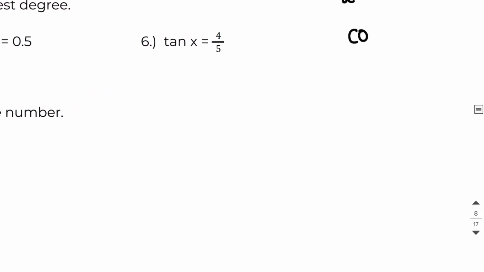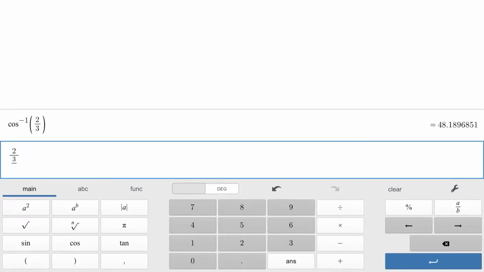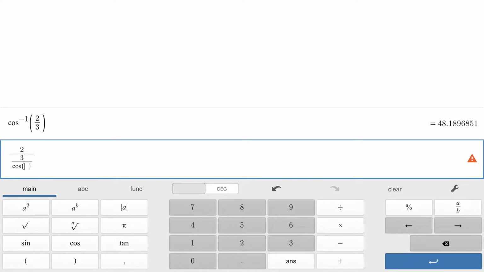If we have cosine of x is equal to 2/3, a lot of people will say this is cosine times x, and then they'll think, I'm just going to divide both sides by cosine. Watch what happens when I do this. I'm going to type in 2/3, and then divide that by cosine. Notice how the calculator is asking me to put in an angle. It's cosine of what, right?